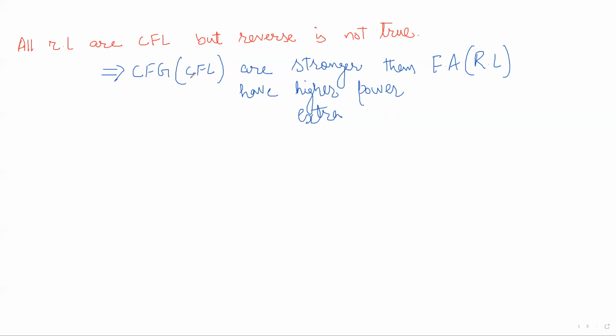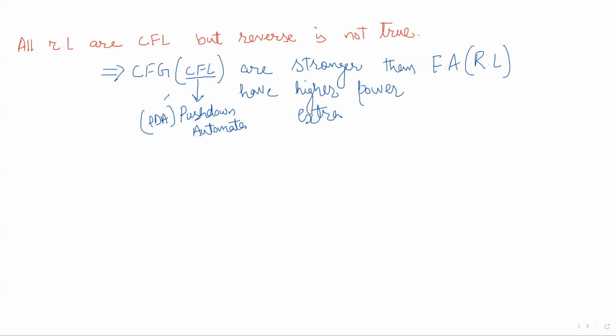And we know context-free languages are recognized by an automata which is called pushdown automata, which is also written as PDA. So pushdown automata have higher power, extra power than finite automata. So we have to discuss pushdown automata in detail. Just wait for that particular lecture.